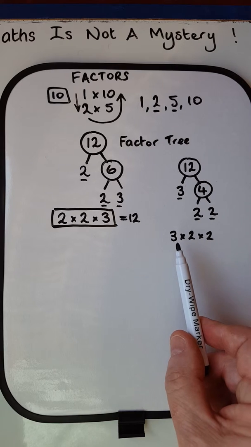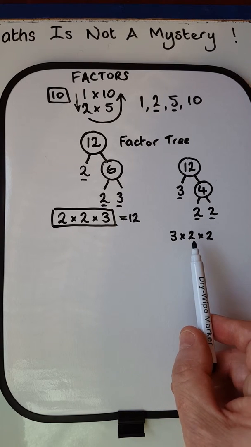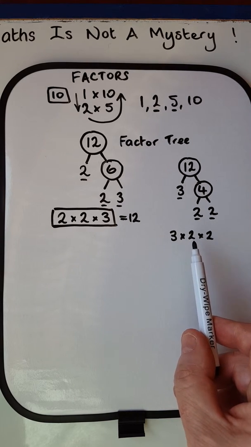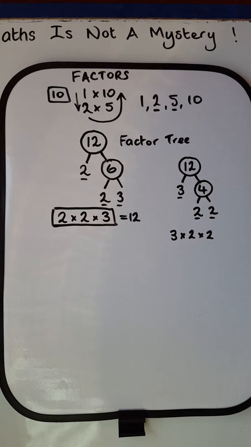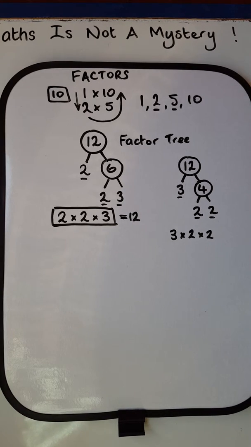Check it again. The answer: 3 times 2 is 6. Times that by 2 is 12. So it's correct again. So that is expressing a number as a product of its prime factors. Product means multiply. Its prime factors are factors of that number, which are also prime numbers, and you do it by creating a factor tree. Now that's going to be at about grade 4.